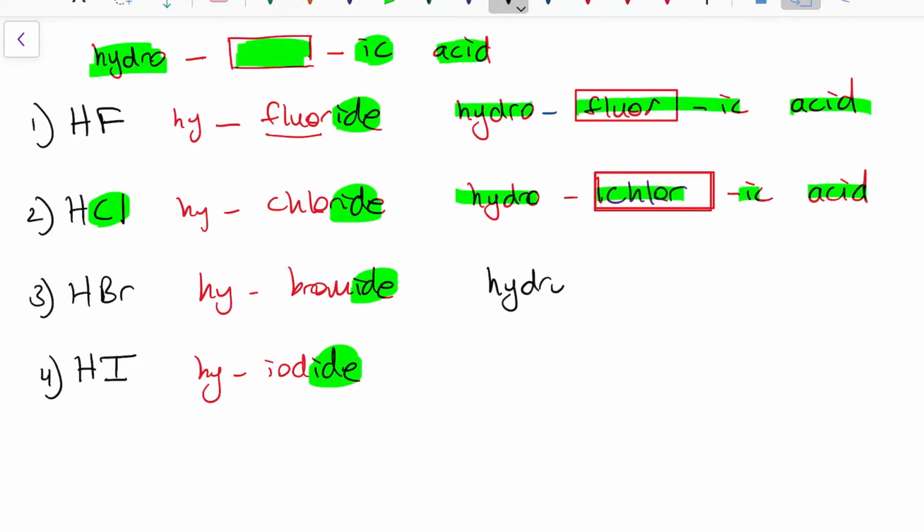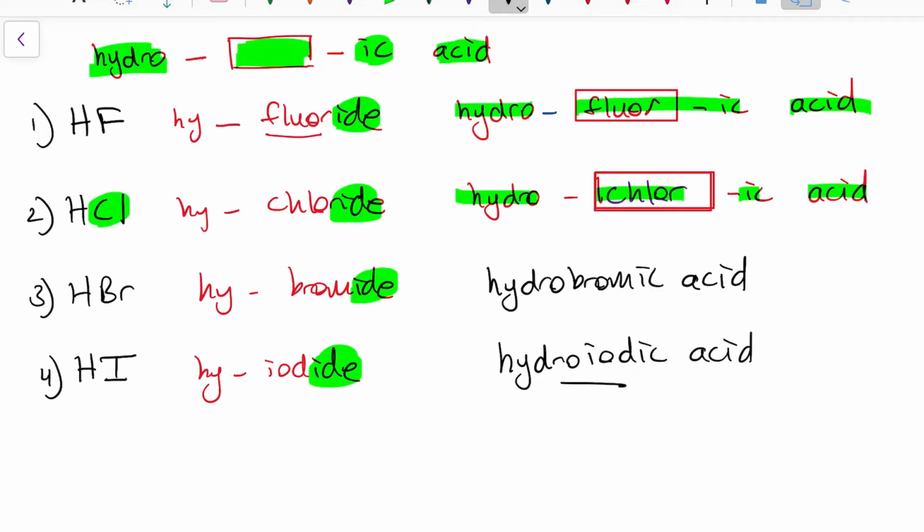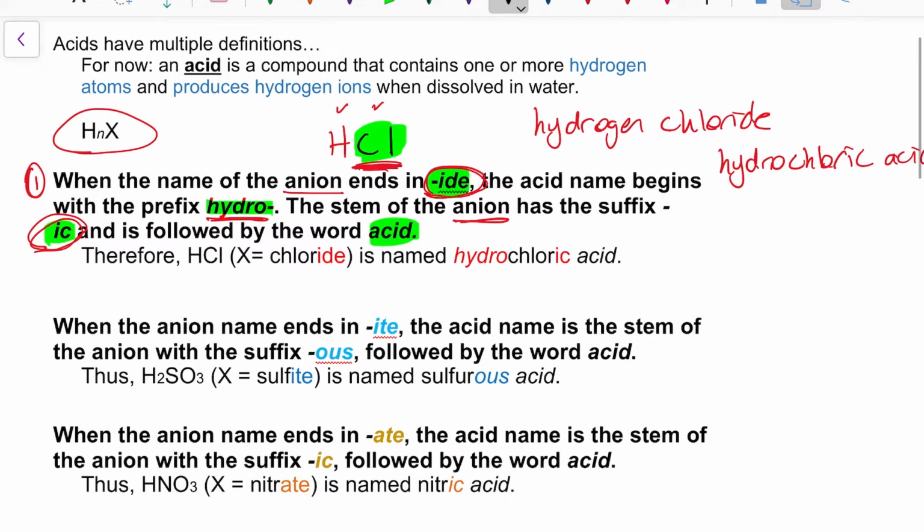And yes, number 3 is going to be hydrobromic acid. And the last one sounds very funny. It's going to be hydroiodic acid. Look at those vowels. Hydroiodic acid. And those are your most common binary acids. So you may say, well, it's just easier to memorize the name than memorize the rule. Whichever way works for your brain is the way that you need to go. Okay? So now let's go on to the second type of acid.